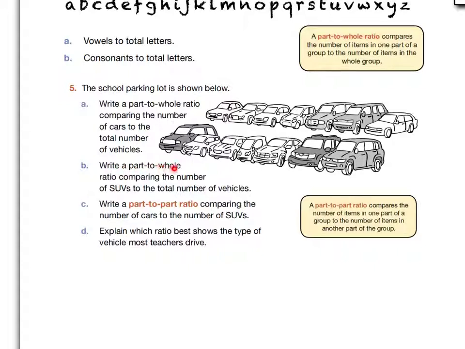B, write a part to whole ratio comparing the number of SUVs to the total number of vehicles. SUVs are the gray ones. They're the larger vehicles. And remember, if it's a part to whole ratio, you should be writing it all 3 ways. Then you're going to write a part to part ratio comparing the number of cars to the number of SUVs. Lastly, you're going to explain which ratio best shows the type of vehicles most teachers would drive. So that uses some of your background knowledge there. That's a little bit interesting, that one. We'll talk about that one after. All right, press pause and go ahead and try each of those.